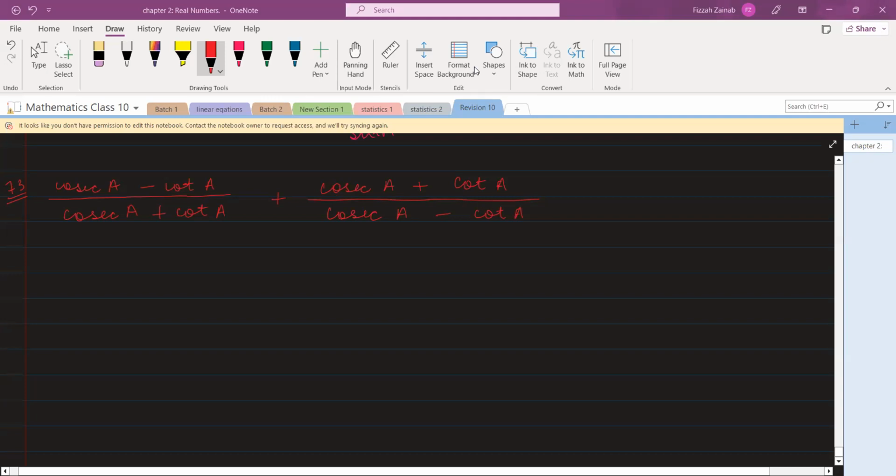Convert to sine and cos. Yeah, so write cosec A as 1 by sine A. Cot A will be cos A by sine A.